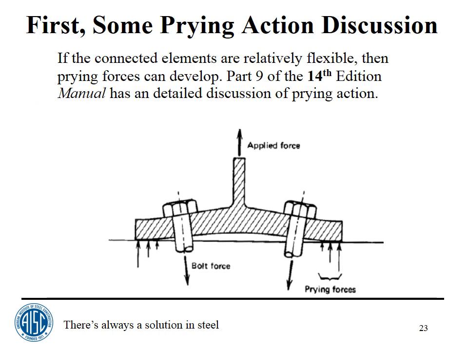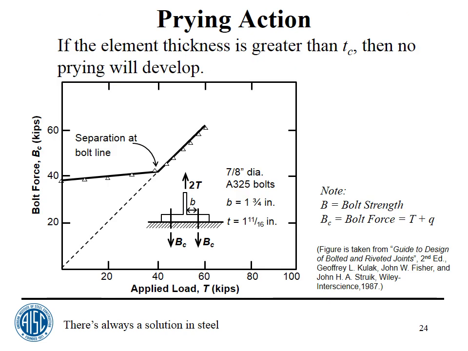So first, some prying action discussion. If the connected elements are relatively flexible, then prying forces can develop. Part 9 of the 14th edition manual has a detailed discussion of prying action. This kind of shows you the physical situation that we run into when we have, say, a column flange or a WT. This picture and the subsequent ones are from the bolt guide that's listed down here in the lower right-hand corner. It's the Guide to Design Criteria for Bolted and Riveted Joints, 2nd edition, 1987, by Kulak, Fisher, and Struik.